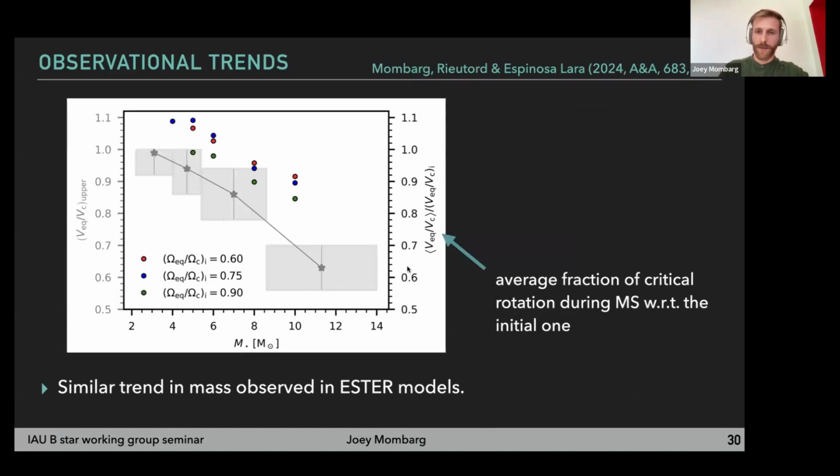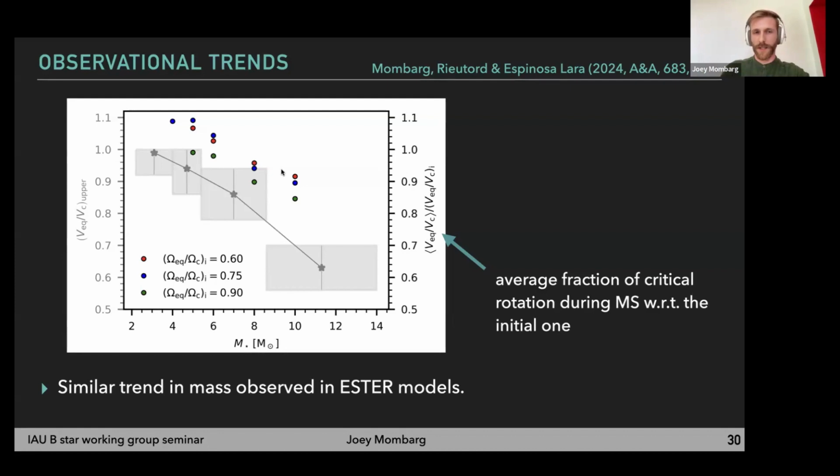And so if we compare that with the average fraction of critical rotation normalized by the initial one for our models, it's maybe a bit difficult to comprehend at first, but if it's above 1, it means that on average the star will increase its fraction of critical velocity. If it's below 1, it will on average spin down. When I say spin down, what I mean is the fraction of critical rotation rate.